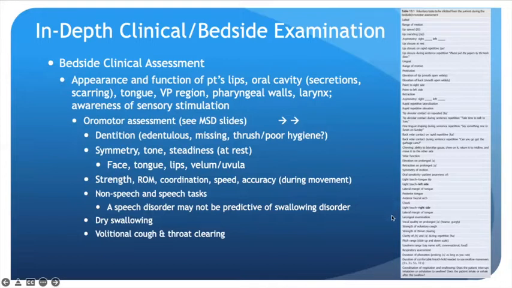And you can do a laryngeal assessment, so vocal quality on a prolonged vowel, strength of voluntary coughs and throat clearing, and repetitive vocalizations. You can do pitch glides, so gliding up and down, loudness variations, and you can do a respiratory assessment as well.